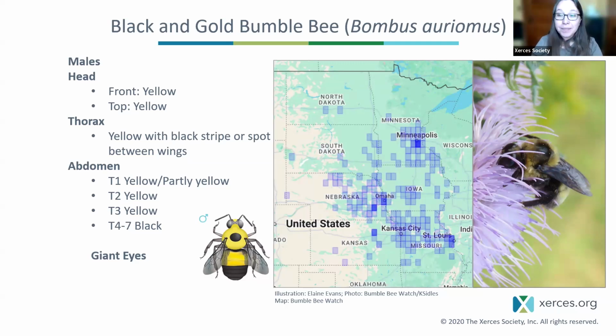But they also have very similar color patterning to the females. Looking at the abdomen, T1 will be yellow or partly yellow, T2 and T3 will be yellow, and then the rest of the abdomen will be black. They will have a black stripe or spot in between the two wings, and then their head will have yellow hairs on the front of the face and top of the head.